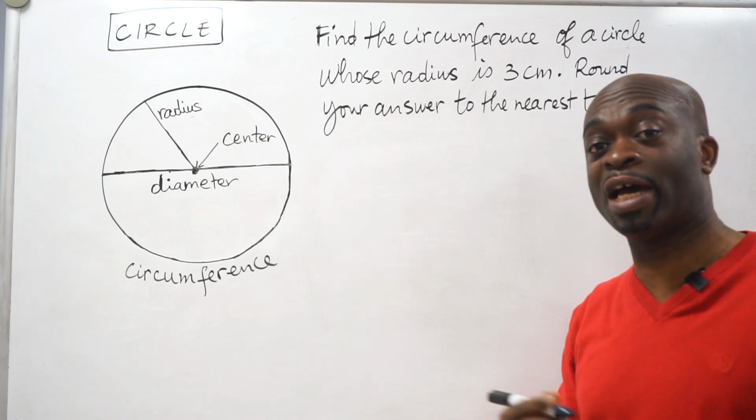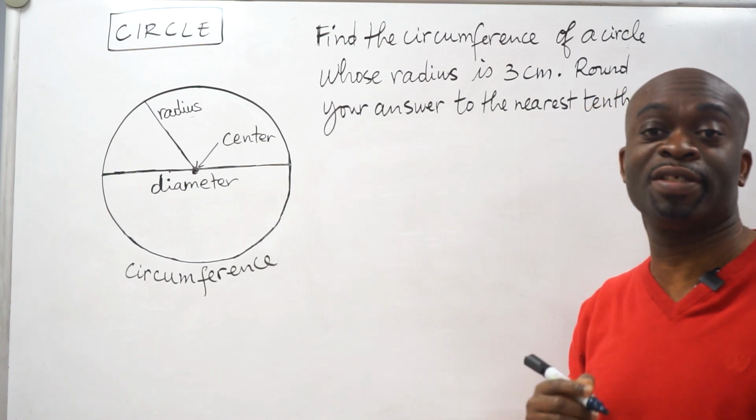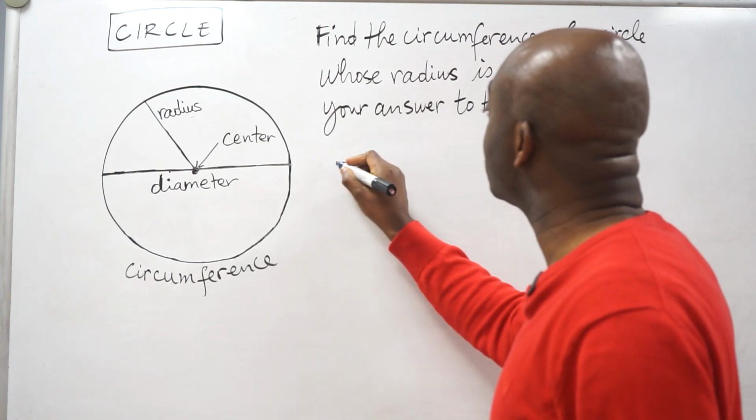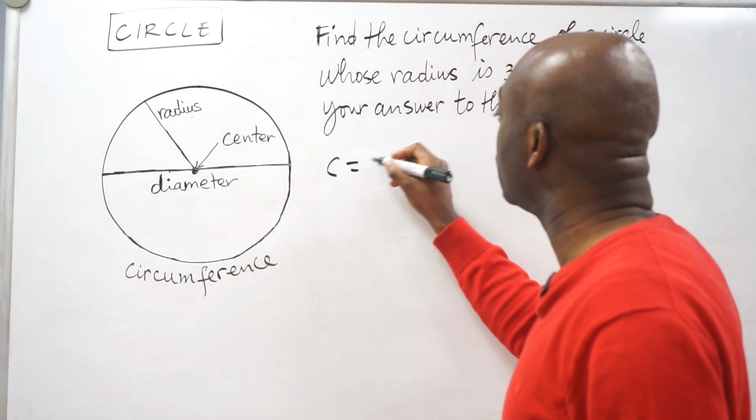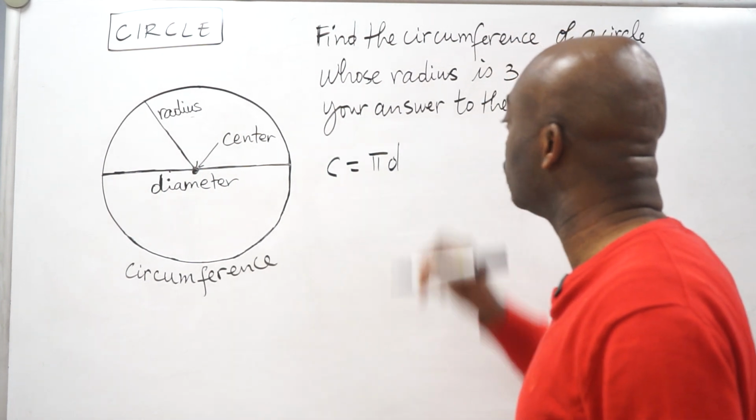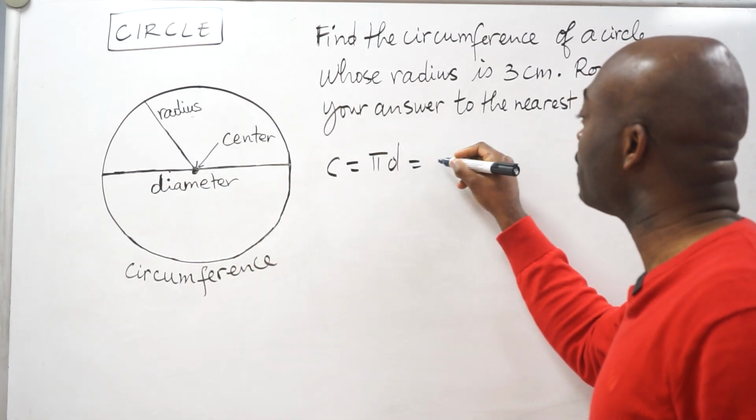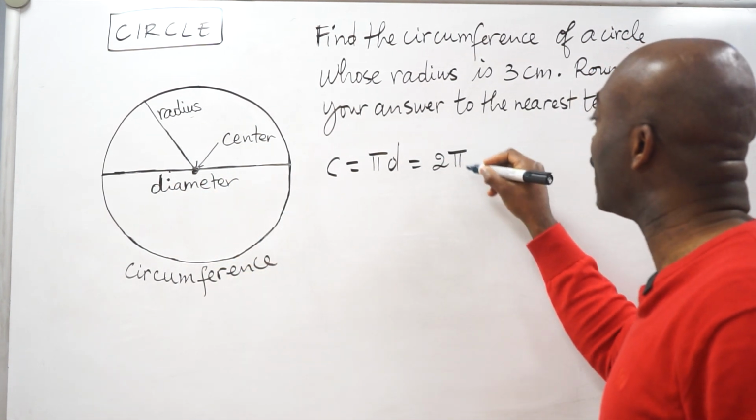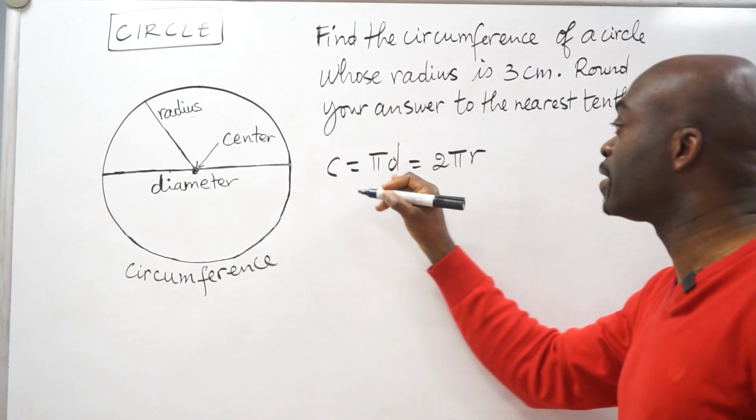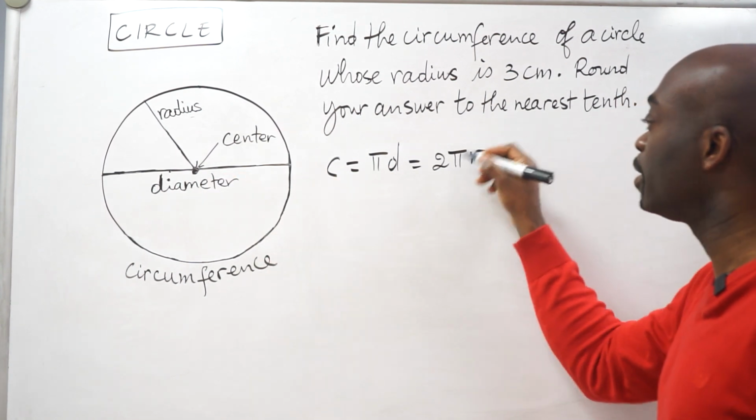All right, so the first thing we got to find out is what's the formula of the circumference, right? So that is C equals to what? Equals to pi times D. Okay, D is the diameter, which is just the same thing as 2 times pi times r, because the diameter is twice the radius.